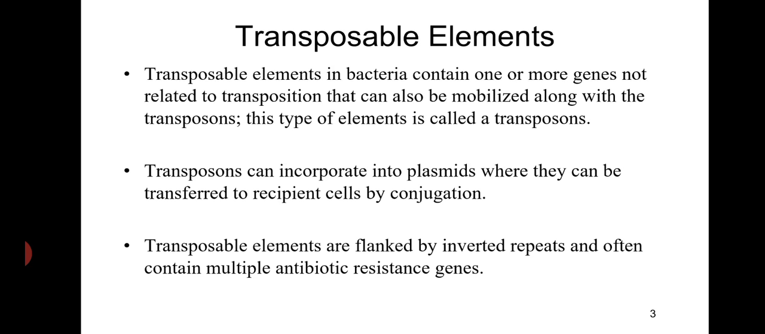Transposable elements are flanked by inverted repeats and often contain multiple antibiotic resistance genes. So this is the characteristic of transposable elements: they are flanked by inverted repeats, the right inverted repeat and the left inverted repeat at both ends, and they often contain multiple antibiotic resistance genes within the genome.